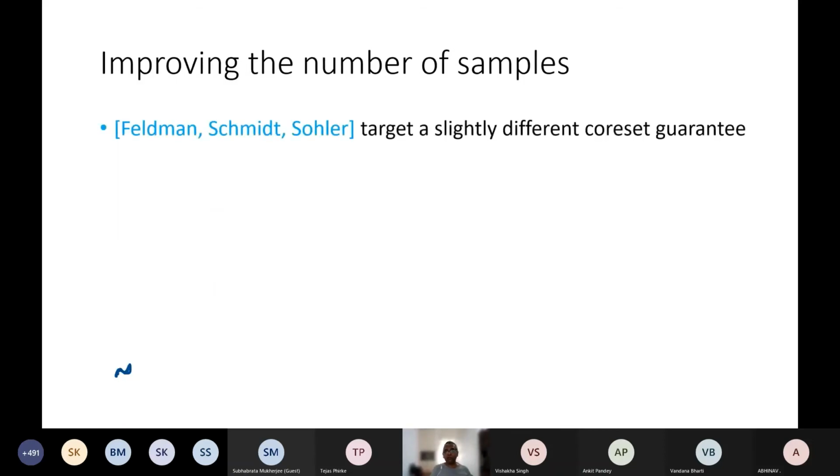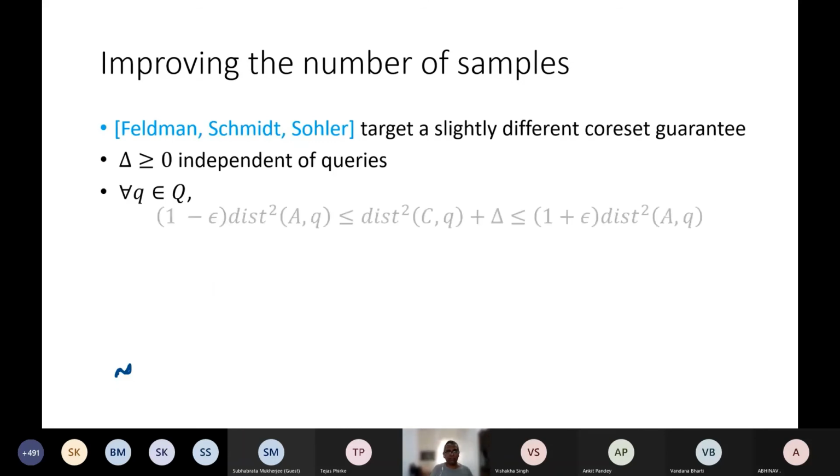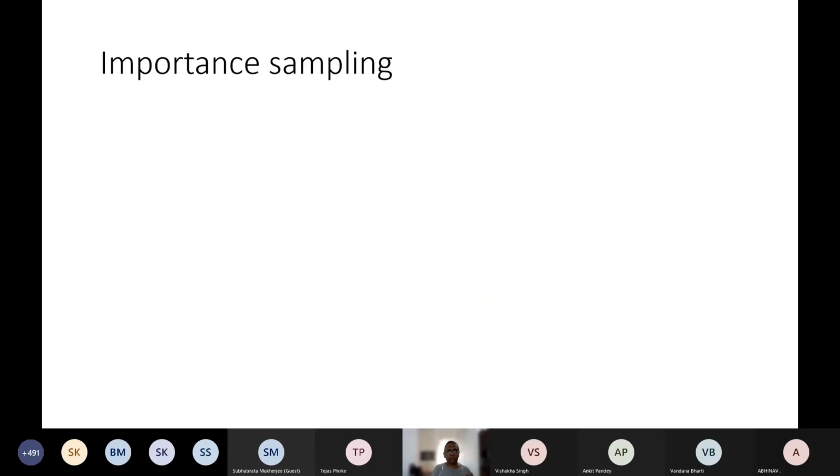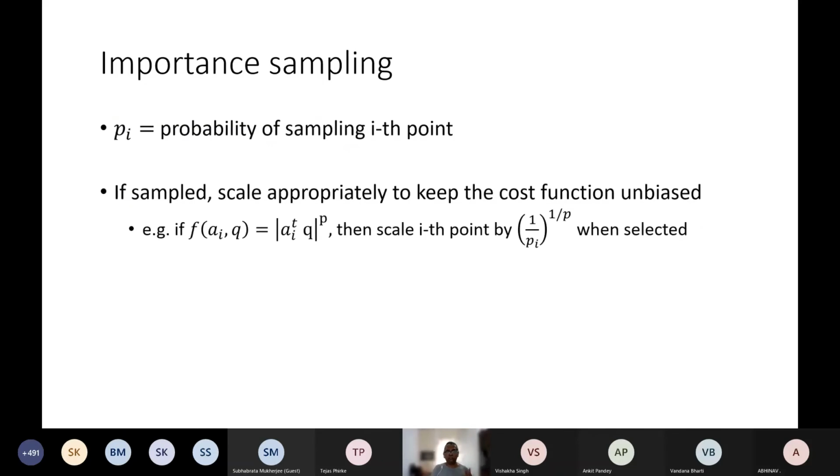Can I do any better? Well, let me not talk about this here because this is too complicated. Okay, so we can do better in terms of what is known as importance sampling. That is the next set of techniques, the more modern set of techniques, so to say.